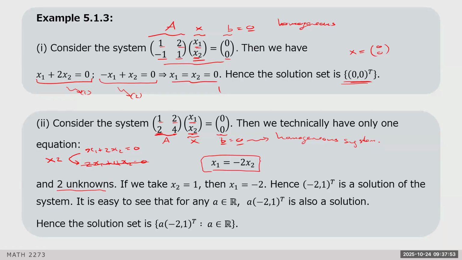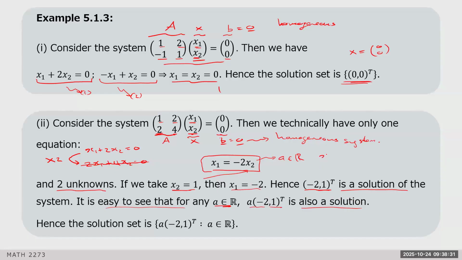So we could choose either x1 or x2 to be a free variable. If I choose x2 to be some free variable, let me call it a, where a is any real number, then as I vary a, for example, if I take x2 equal to 1 and plug it in here, then x1 is minus 2. Hence, (minus 2, 1) transpose is a solution. And it's easy to see that for any a, a times (minus 2, 1) transpose is also a solution, right?